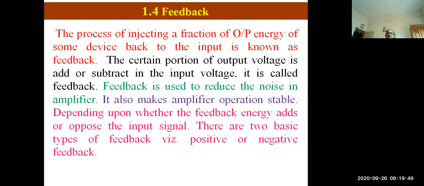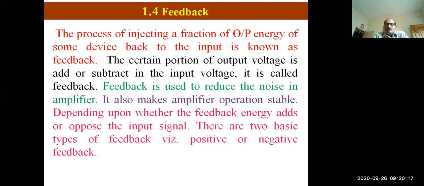काय करायचं? आउटपुट मधले ठराविक पैसे काढायचं आणि दुसऱ्याला द्यायचं. पैसे त्यांना वाटते काय नाही. तसं इथं ठराविक पोर्शन आउटपुट मधला काढून इनपुटला द्यायचा. म्हणजे प्रोसेस ऑफ इंजेक्टिंग ए फ्रॅक्शन ऑफ आउटपुट एनर्जी ऑफ सम डिवाइस back to the input is known as a feedback.